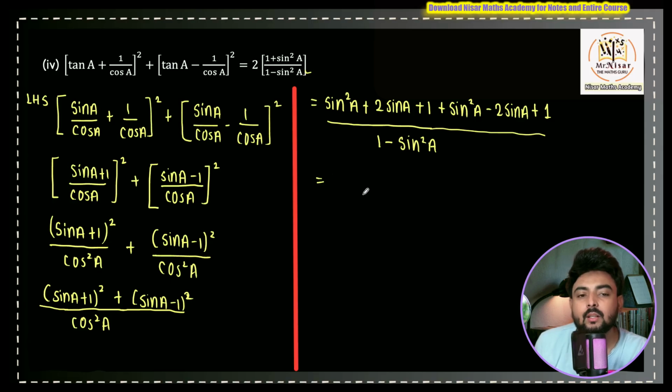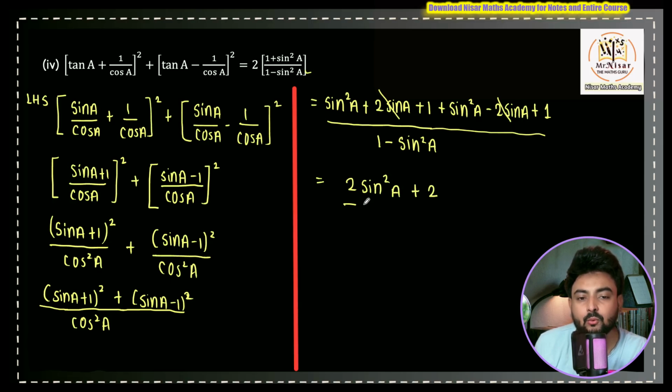Okay. Then what can be done? Plus 2 sin a minus 2 sin a, I am able to see this, both will get cancelled. And here 1 plus sin square a plus sin square a is going to become 2 sin square a. Yeah, I think we got the answer. And 1 plus 1 is going to become 2.